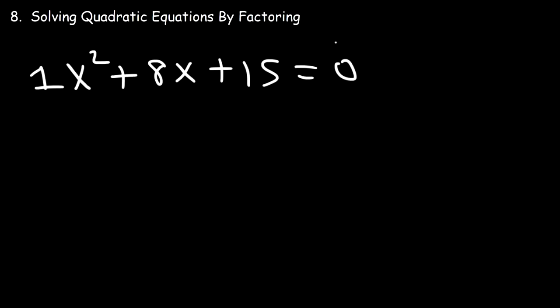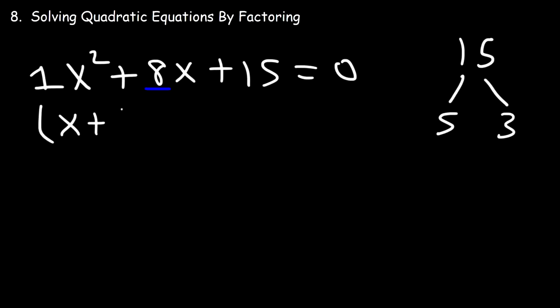So what you need to do is focus on this number. You need to find two numbers that multiply to 15 but add to the middle coefficient of 8. So what two numbers multiply to 15 but add to 8? So this is 5 and 3. 5 times 3 is 15, 5 plus 3 is 8. And so to factor it, it's going to be x plus 5 times x plus 3.